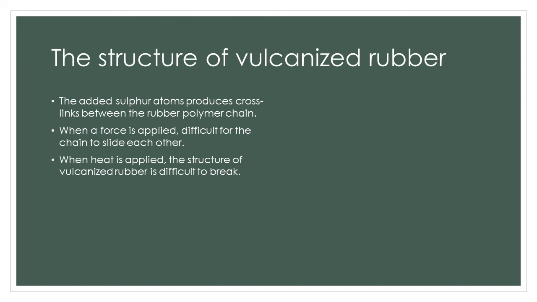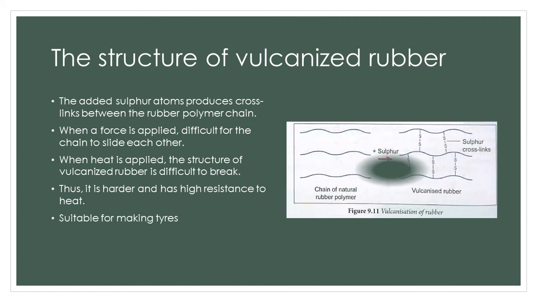So when the heat is applied, the structure of vulcanized rubber is difficult to break because it's made up of the sulfur. So we found the sulfur in the vulcanized rubber, right? It's very resistant, can withstand the high heat. Thus, it becomes hardened and has high resistance to heat. Suitable for making tire.